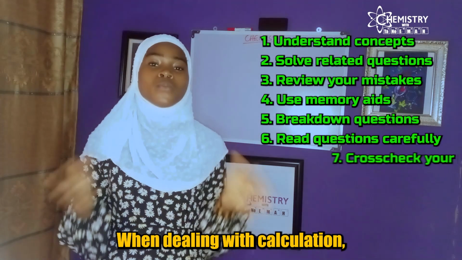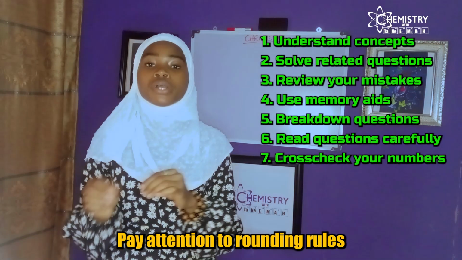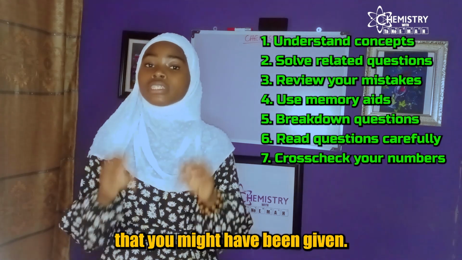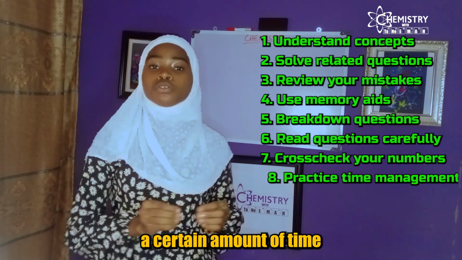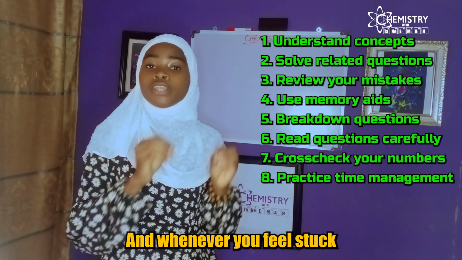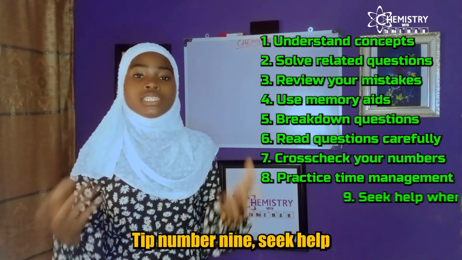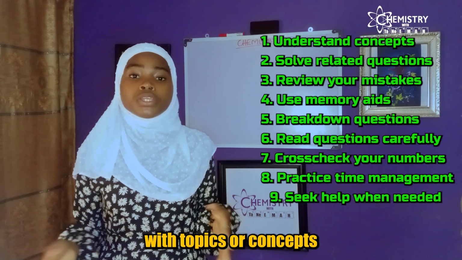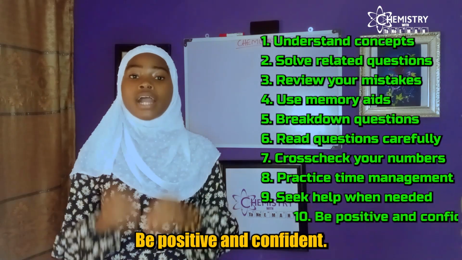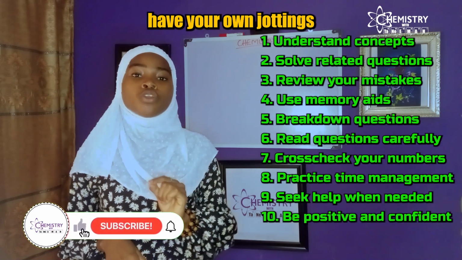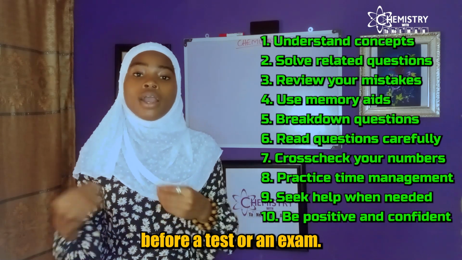Tip number seven, when dealing with calculations, check your units and significant figures. Pay attention to rounding rules and specific instructions that you might have been given. Tip number eight, practice time management. Allocate a certain amount of time to each of the questions, and whenever you feel stuck, leave it and come back to it later if time permits. Tip number nine, seek help when needed or when you are struggling with topics or concepts that require more clarification. Number 10, be positive and confident. Additionally, have your own jottings or your own key points and go through them before a test or an exam.